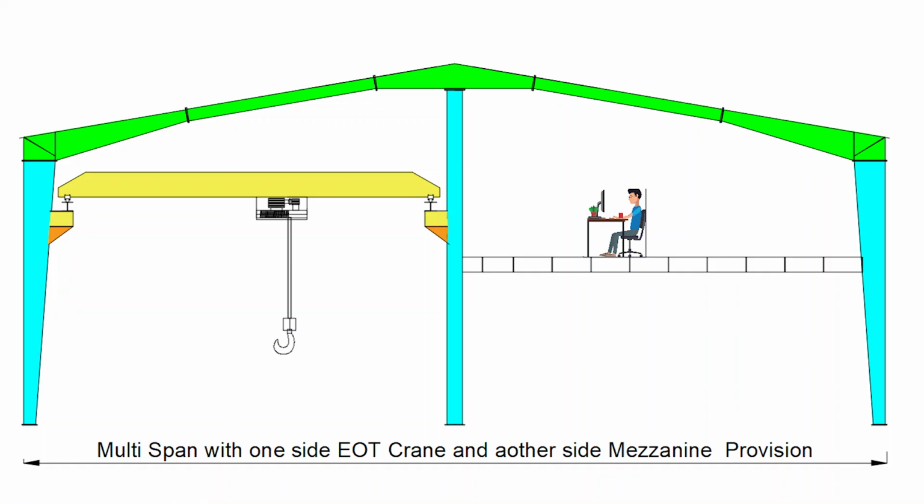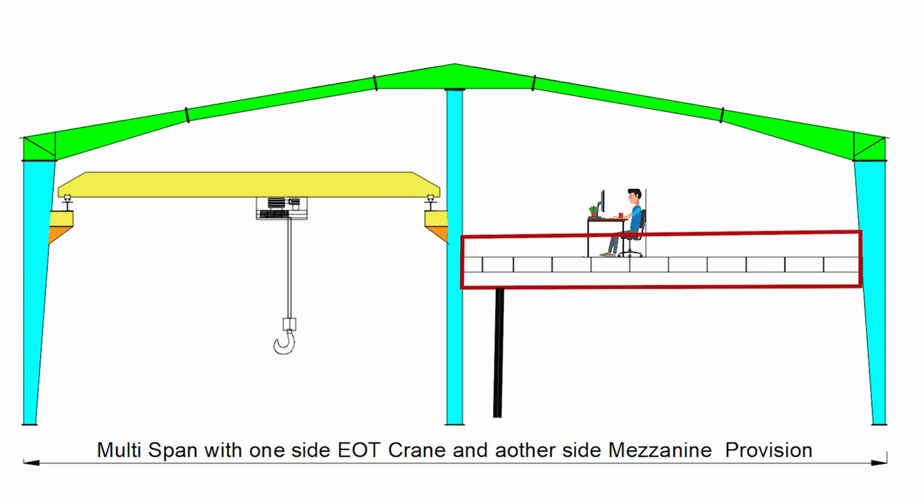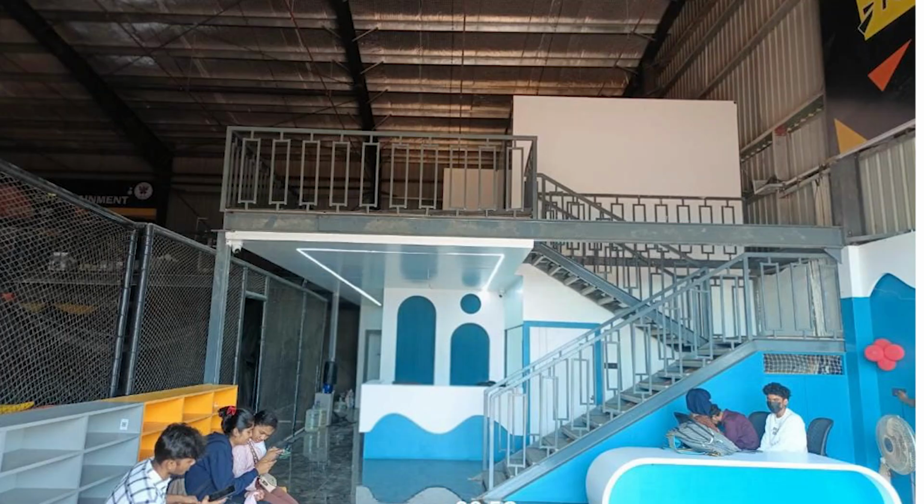Next is multi-span with mezzanine floor. In this type of building, some area of the building is provided with an extra floor, which can be used for office space or to monitor the work area. Here, the customer can customize the mezzanine floor to suit their needs. This type of design allows you to add office space without reducing your work area. This is very suitable for production industries or warehouses.